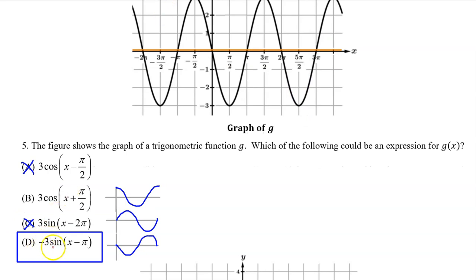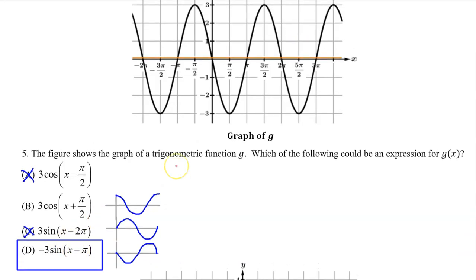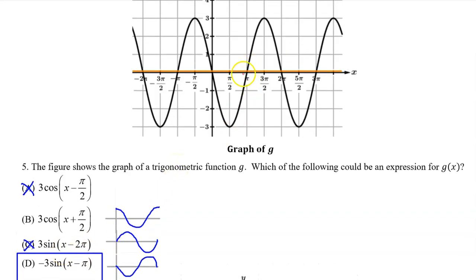Function d is an upside down sine function with a negative a value, so the first period should look like this. Function d has a c value of negative pi, so the phase shift is positive pi. Therefore, the first period of function d will start right here at pi.